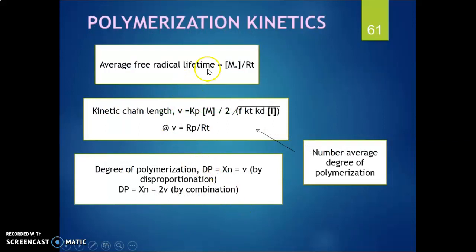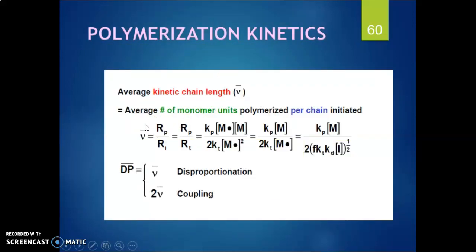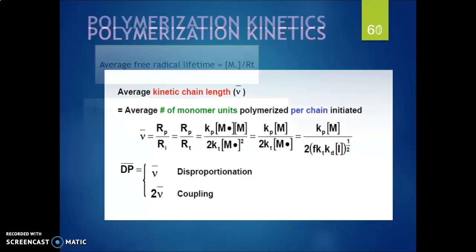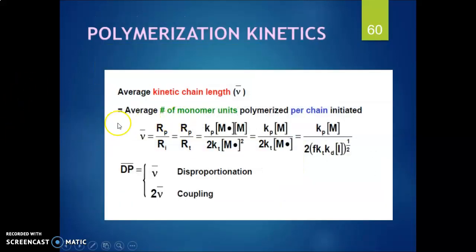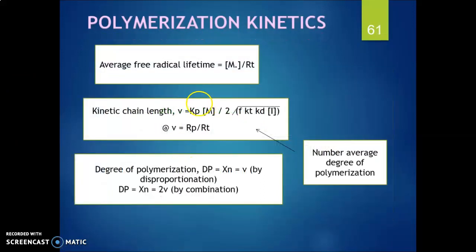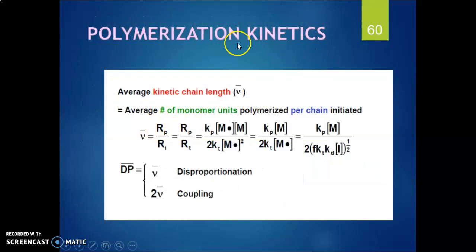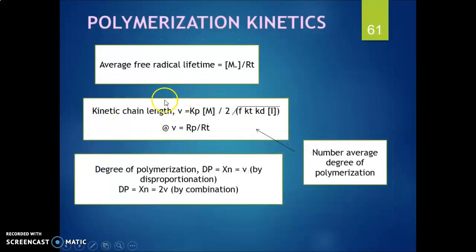Okay, for average free radical lifetime, we can use this equation. Okay, kinetic chain length. This is the kinetic chain length, and we can use this equation, Rp over Ri or Rp over Rt, and also the same as this one. If the question does not ask for Rp, then you have to calculate this equation back. So take this one, it is easier to use this equation.